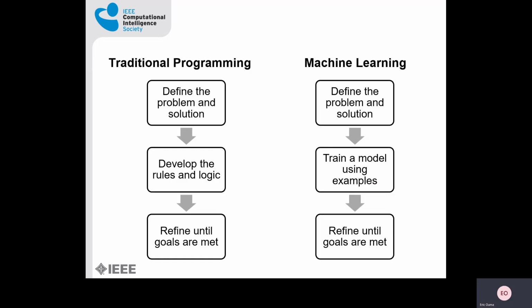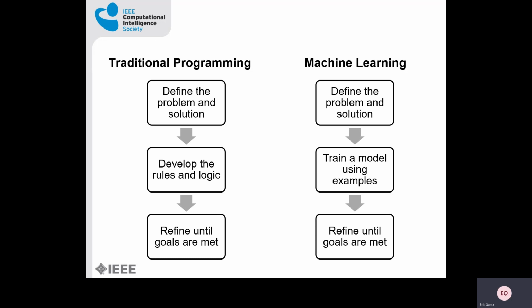And now this brings us to a little bit of summary between these two areas, traditional programming and machine learning. So basically, in traditional programming, you define the problem and the solution, you develop the rules and logic, and then you refine until the goals are met.